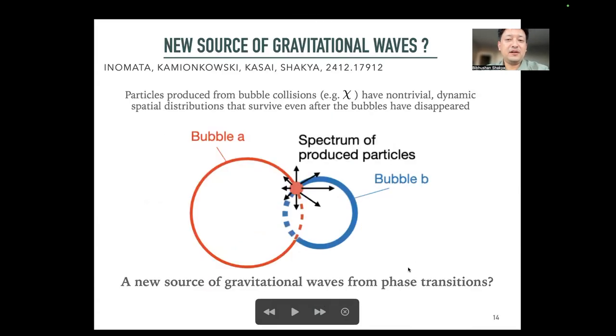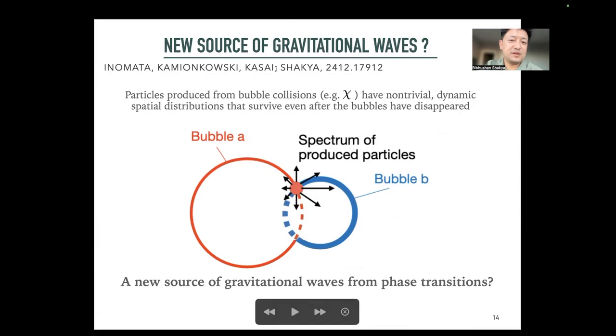I just want to make this side comment that the gravitational wave signal that I've shown you earlier is coming through the standard source produced by bubble collisions. But there is a secondary production mechanism for gravitational waves that becomes possible in these kinds of setups, which is that when you collide these bubbles and produce very, very high energy particles, they have this non-trivial distribution that is dynamic, right? And so if they were to survive for an appreciable amount of time, then this would create an additional source of gravitational waves in addition to these bubble surfaces. And this is something that is relatively new and has only been pointed out last year.